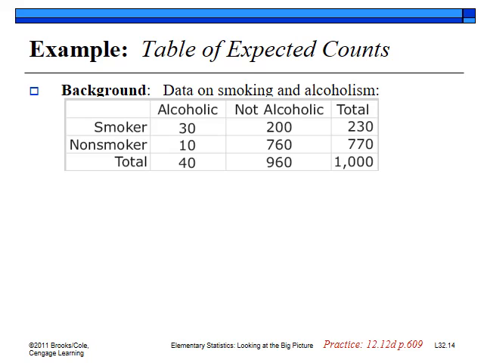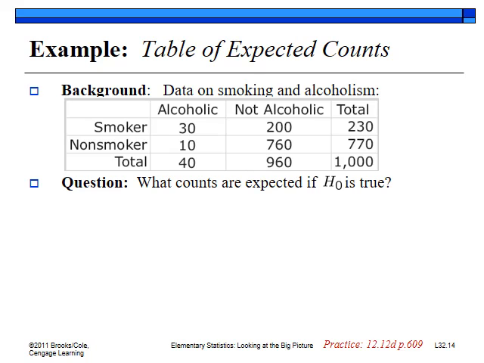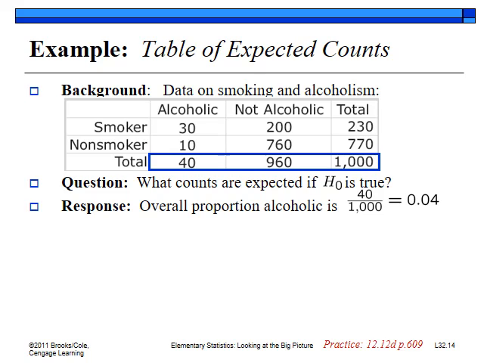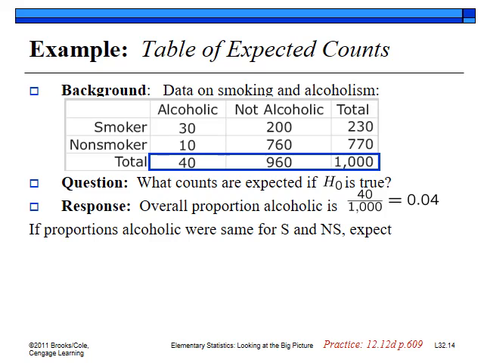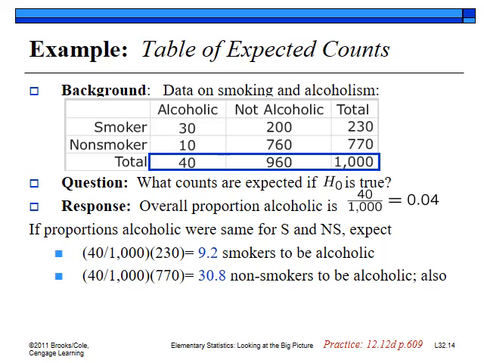So here's our data on smoking and alcoholism. If the null hypothesis is true, that means that there's no relationship between the variables. Then, because the overall proportion of alcoholics is 0.04, we would expect that same proportion to hold in each of the subgroups. So for the smoking group, we would also expect 4%, or 9.2, to be alcoholic. And in the non-smoking group, we would expect 4% of the 770, that's 30.8, to be alcoholic.